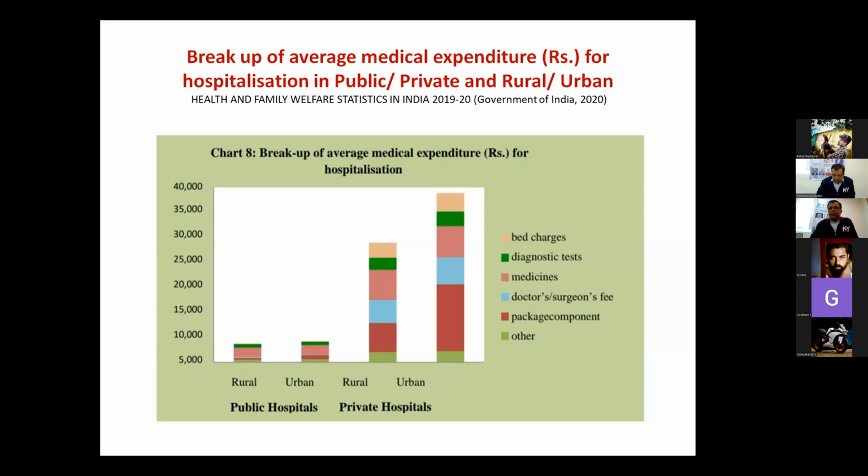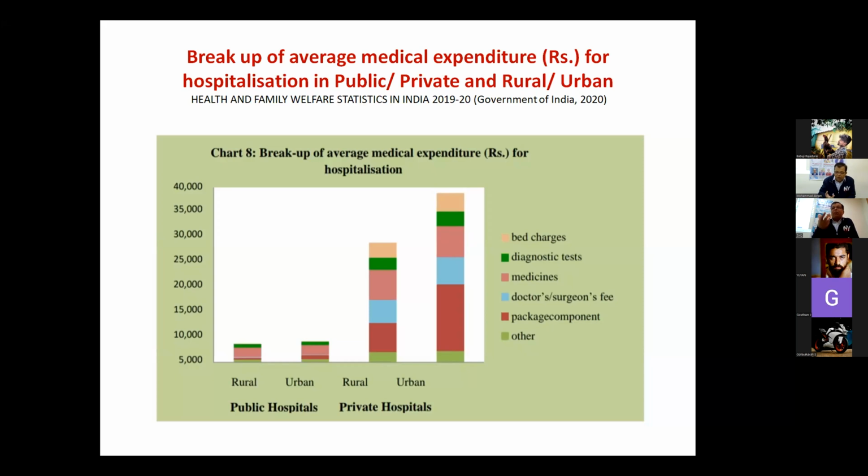Bed charges are there, diagnostic test charges are there, medicines are there, then doctors' and surgeons' fees are there, and then a package component is there. So almost all the known expenditure is already there. But along with that, there is a huge package component, something that we do not know.